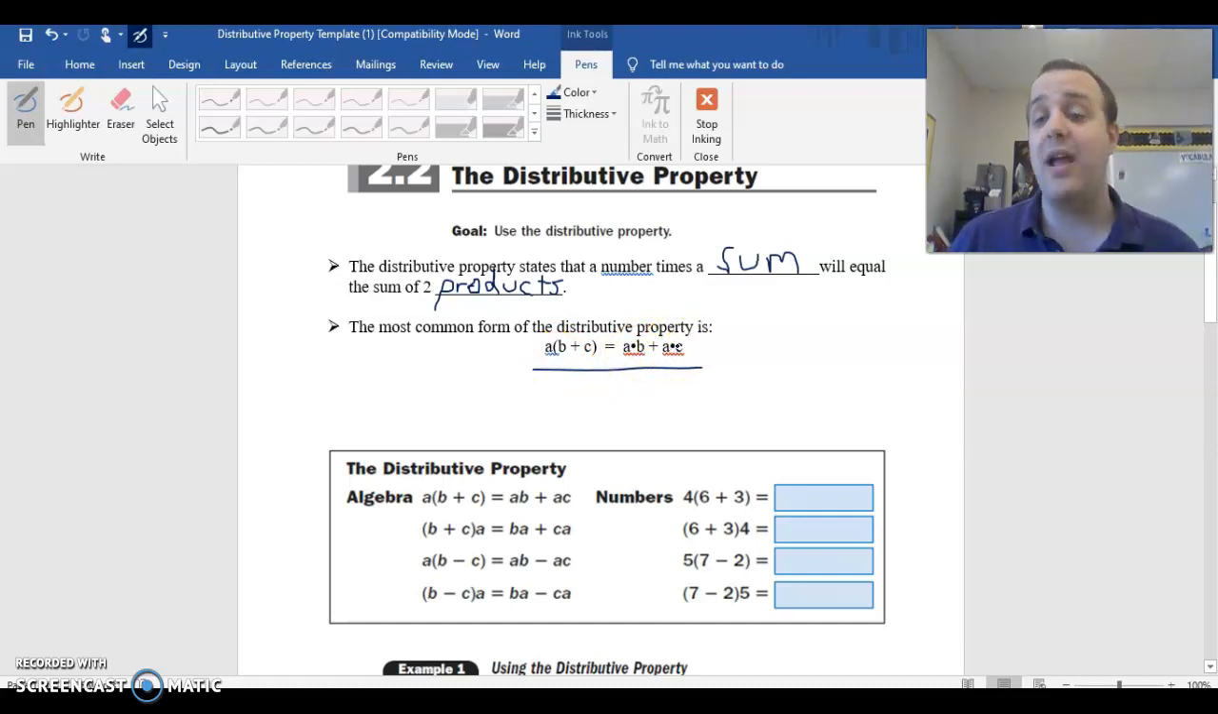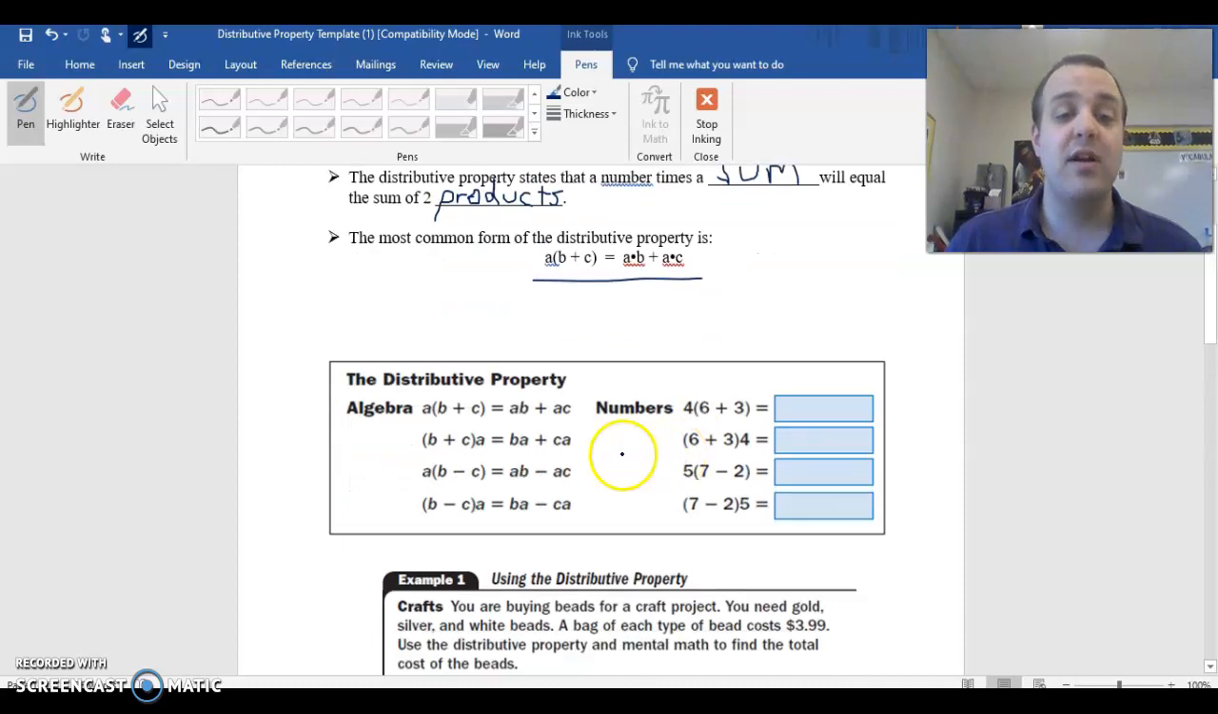Now, there are a lot of different ways that we can represent that, because remember, addition can represent a lot of different things, including subtraction, which can just be adding a negative. So we have a lot of different ways we can show this definition. For example, here's the one I just showed: A times B plus C equals AB plus AC. I can show that over here, 4 times 6 plus 3 is really the same thing as 4 times 6 plus 4 times 3. Okay, so the 4 can be multiplied by each one, and then we add that together.